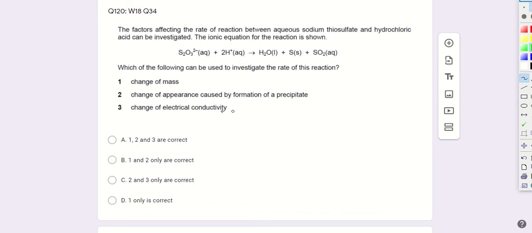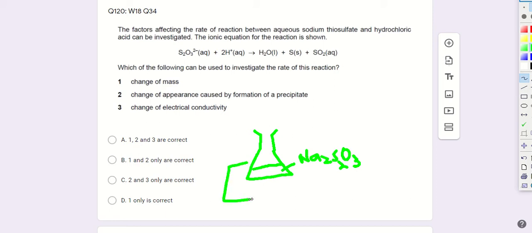Okay, we put sodium thiosulfate and also acid in a conical flask. Let's say first we put sodium thiosulfate solution. Before we add acid, we put a piece of paper with writing below the conical flask. Then add hydrochloric acid. Start the timing immediately. Swirl a little bit and then we wait.